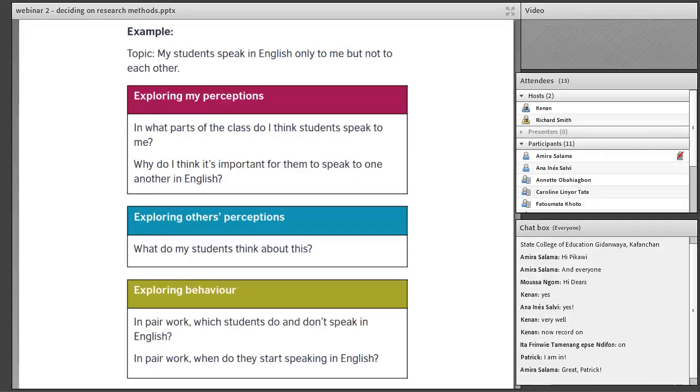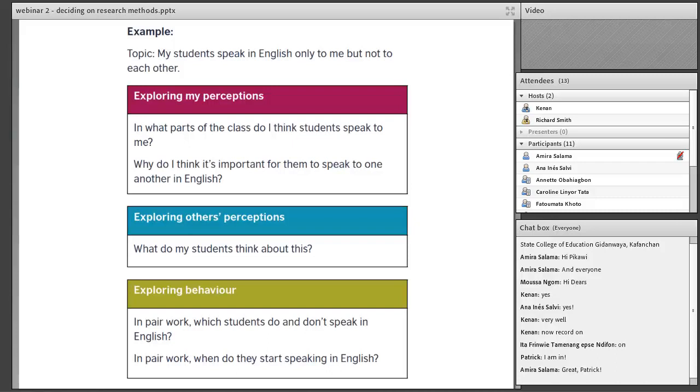Let's have one example. And maybe you can help. This is one of those Chilean teachers from Latin America. Her topic was, my students speak in English only to me, but not to each other. So she wanted her students to talk more in pairs or in groups.